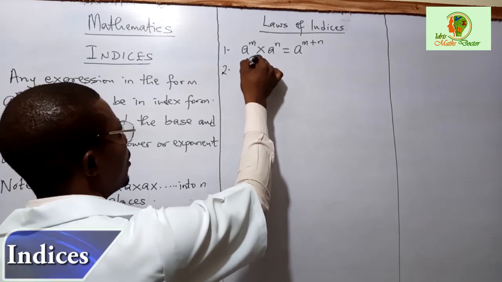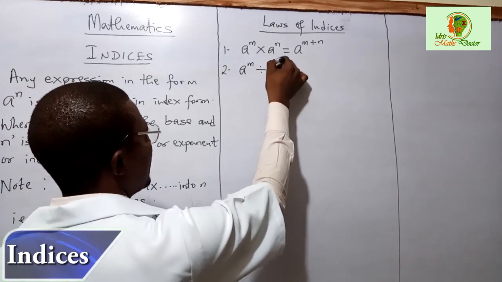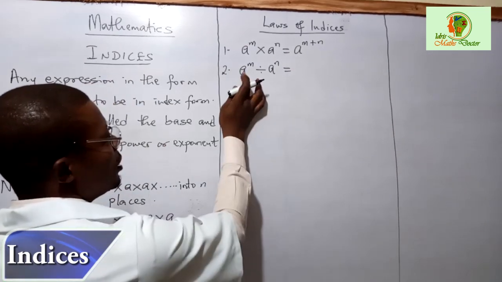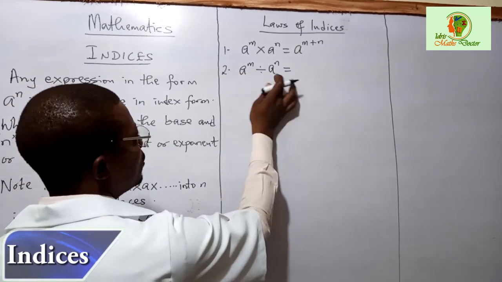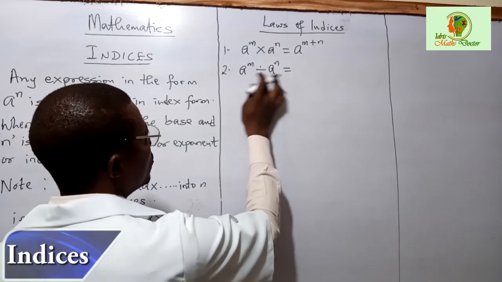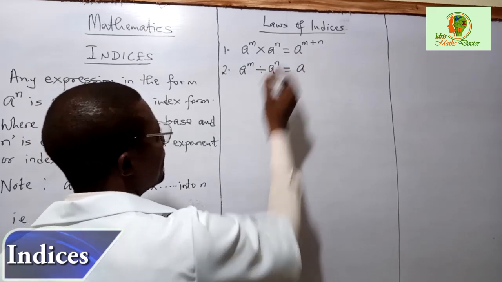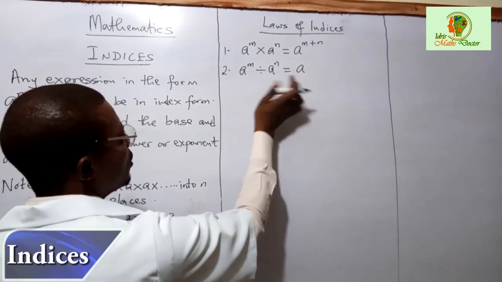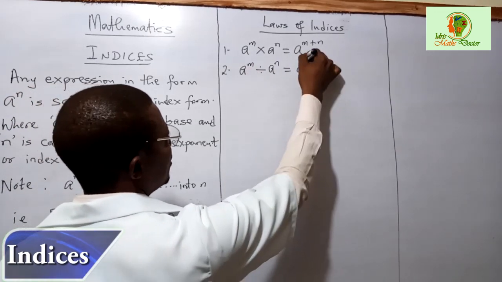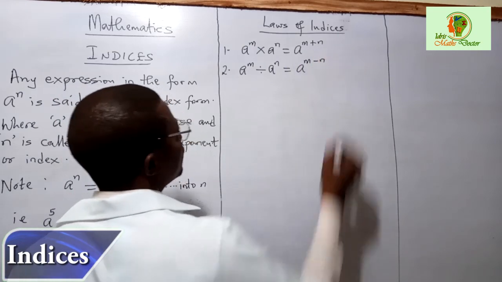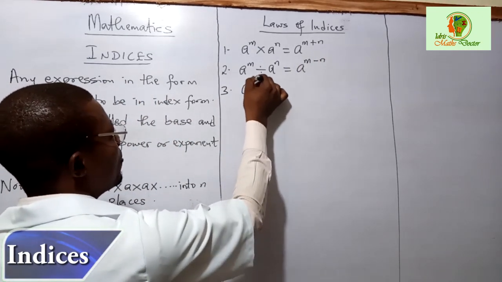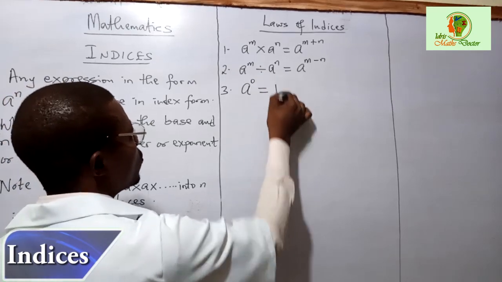Number two, a raised to power m divided by a raised to power n. This is equal to, the bases are the same. We call this what, division law or division rule. You pick one among the bases. Then, since the sign is division, the law states that you subtract the powers, that is m minus n. Law number three, a raised to power 0 is equal to 1.